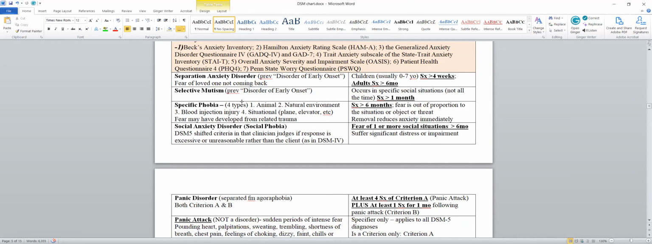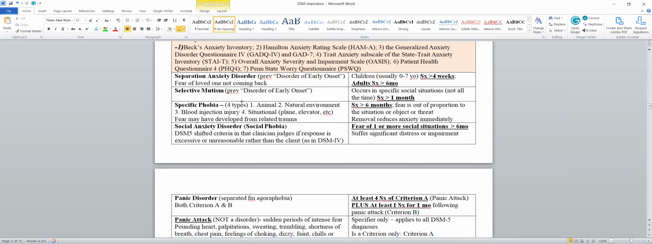So separation anxiety disorder, previously a disorder of early onset, is the fear of a loved one not coming back. This is diagnosed in both children and adults, usually children 0 to 7 years old, and symptoms must last at least 4 weeks in children, whereas in adults, symptoms must last for at least 6 months. Selective mutism was also previously a disorder of early onset, occurs in specific social situations, not all the time, and symptoms must last more than 1 month.